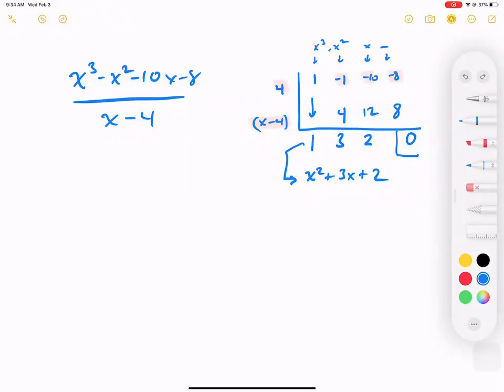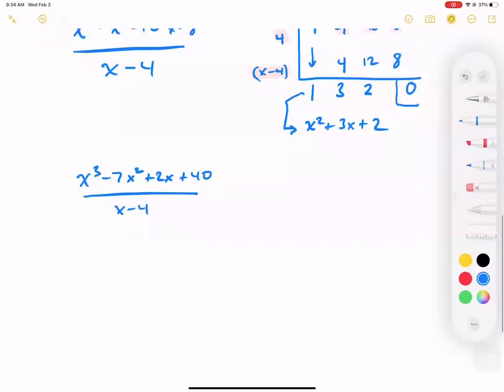So here's my new one. It's going to be x cubed minus 7x squared plus 2x plus 40. And we're going to divide this by x minus 4. Don't start yet, okay? No one start yet. I'm going to let you set it up. Actually, you know what? Just draw this. You draw this. I'm going to draw this. So you are going to copy down. Let's copy down right now. You guys can go set it up.